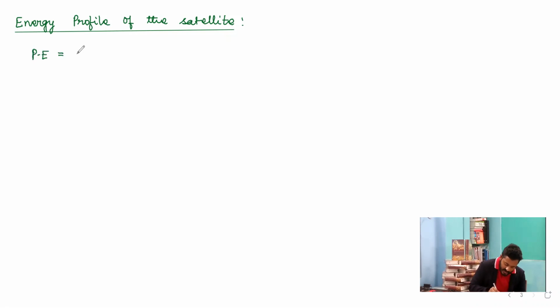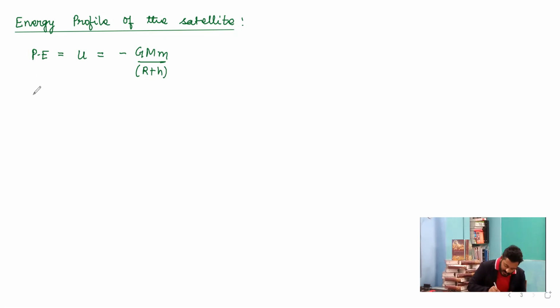So potential energy U can be written as minus G capital M small m upon small r, that is, R plus h. The value of potential energy is going to be negative because the force is attractive in nature, and I've mentioned it while teaching you potential and potential energy how we write its value. So we are writing it as minus G, mass of earth, mass of the satellite, upon R plus h.